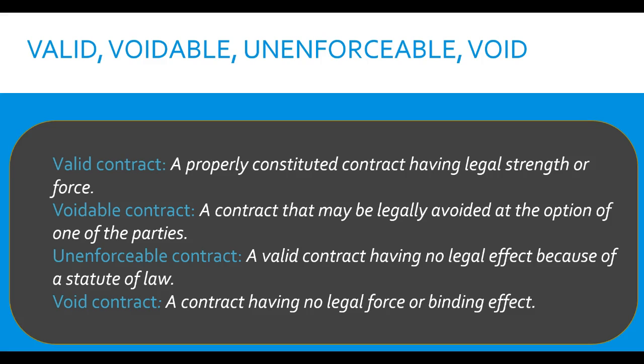A voidable contract is a valid contract in which one or both of the parties have the option of avoiding his or her legal obligations. If the contract is avoided, both parties are released. If it is ratified, both parties must perform. An unenforceable contract is a valid contract that cannot be enforced due to certain defenses. For example, a valid contract barred by a statute of limitations is an unenforceable contract.